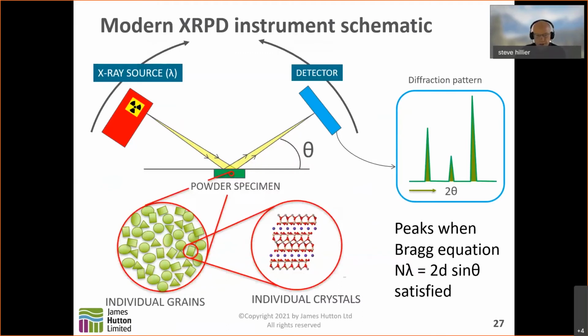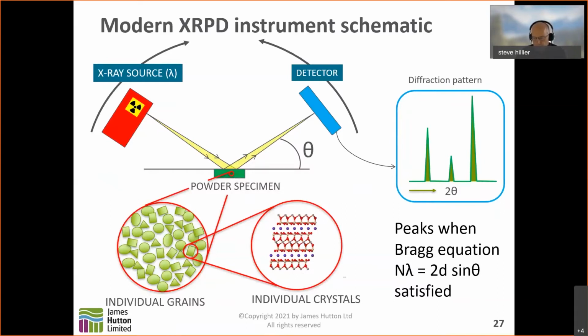So here's a schematic of what a modern X-ray diffraction instrument looks like. We've got an X-ray source, which usually gives a monochromatic radiation, typically copper or cobalt, just generated in an X-ray tube. We've got a detector, and in modern instruments, both of those rotate through the same angle theta, and we essentially plot the output in terms of 2 theta.